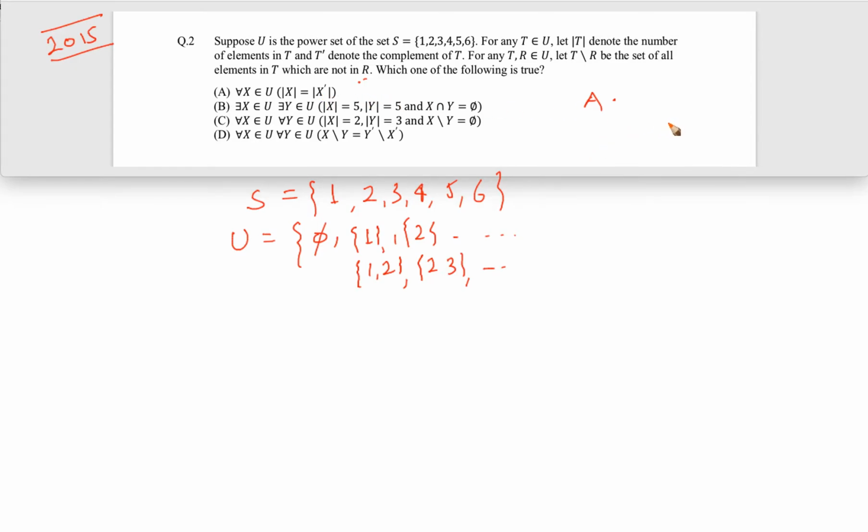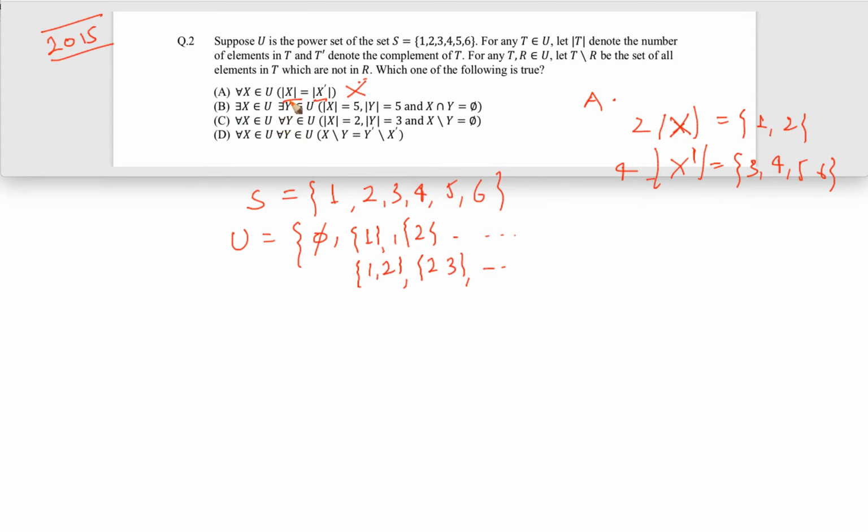Now that on the face of it obviously looks wrong, and it is wrong essentially. See, if x is something like 1, 2, what is x prime? Simply whatever elements are not there in x, so that will be 3, 4, 5, 6. Now how on earth can it happen that in all cases these are equal? You can clearly see the size of this is 2, the size of this is 4. So definitely this is wrong. What about the second one?